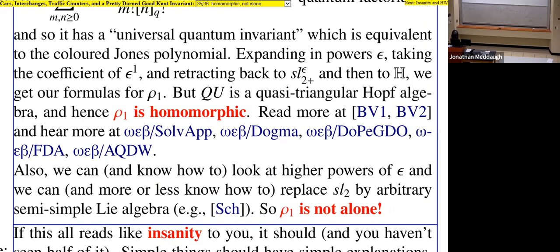And also from this perspective, quantum algebra has further properties which tell us that rho one is homomorphic, though I have not yet worked out how to express it in the simple-minded language of cars and traffic and traffic counters. Also, quantum algebra is much stronger. There isn't just SL2, there are lots of semi-simple algebras, and some parameter enters and you can look at higher powers of that parameter. So rho one is not alone. There is a lot more like it.